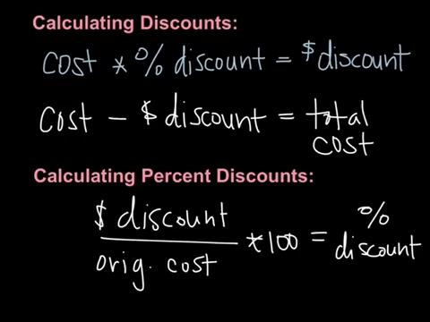So just as one final reminder, when you're calculating discounts, you have 2 specific equations. The first one is to help you calculate how much money off you are getting, or the money discount. And then the second equation is to help you actually figure out your total cost once you subtract the discount. The second equation is calculating your percent discount. So that's where you're going to take your dollar discount, or how much money you're getting off, divided by the original cost, multiply that times 100 to change it into a percent, and then that will get you your percent discount.